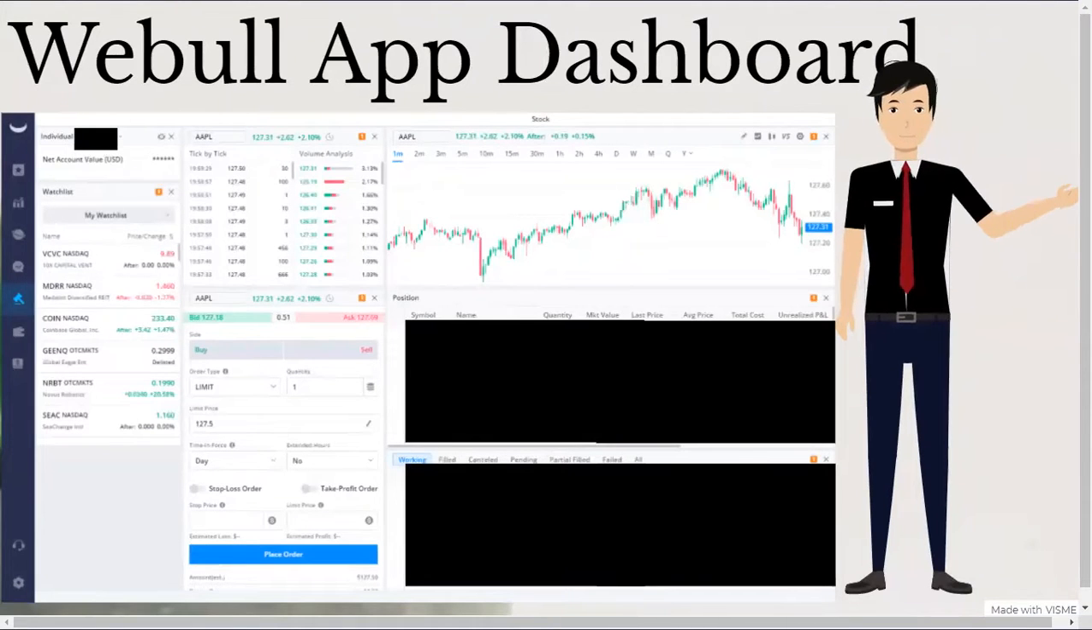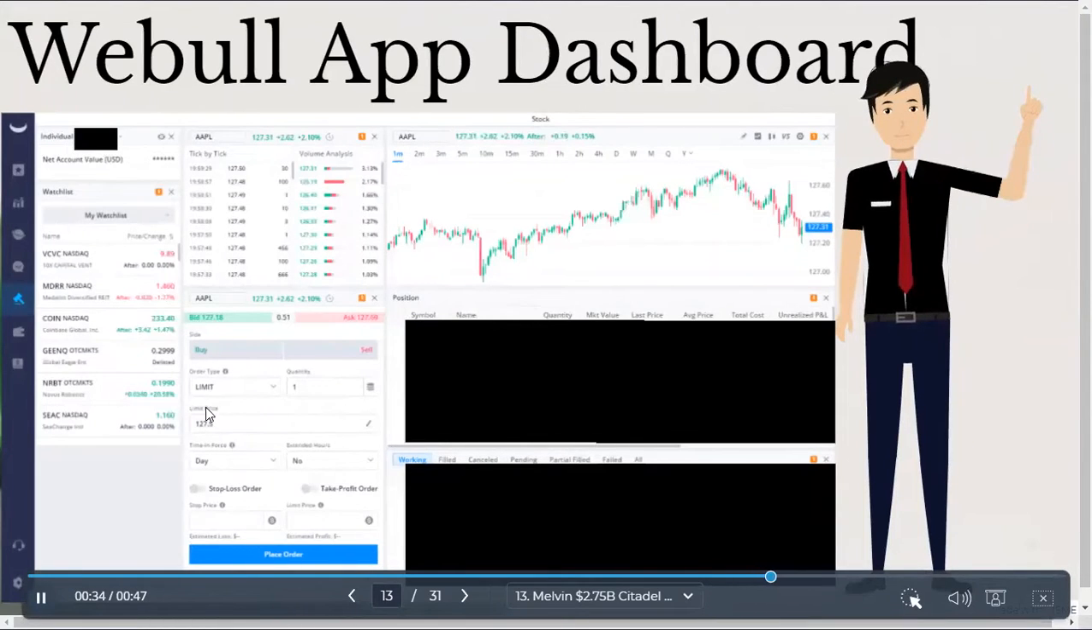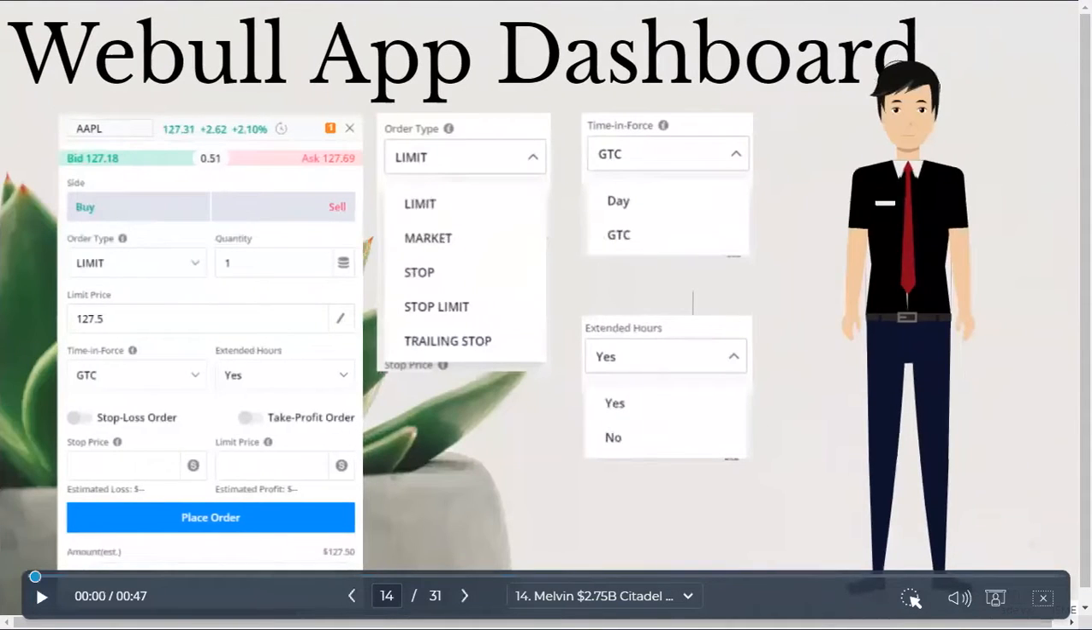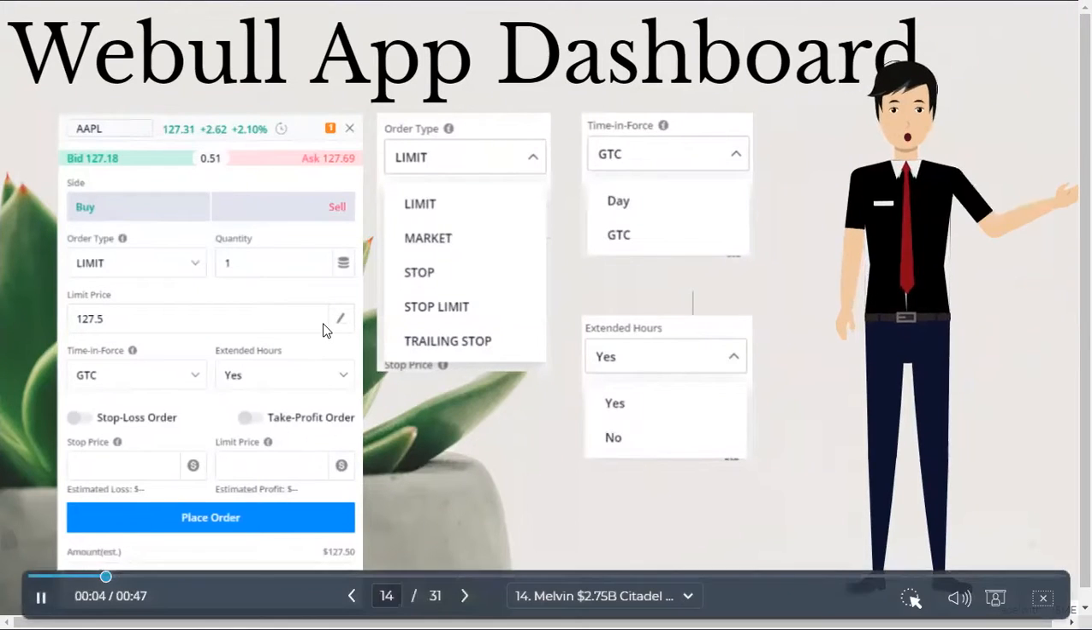In the top middle of the screen, we can see the volume tick by tick and volume analysis. On the right, we see a chart of Apple's stock price, and on the bottom middle, we see an option to buy and sell Apple stock. Now, zooming in and focusing on just this part of the dashboard, we see various options, one of which is order type. An order type essentially defines the rules in which a buy or sell order is executed.